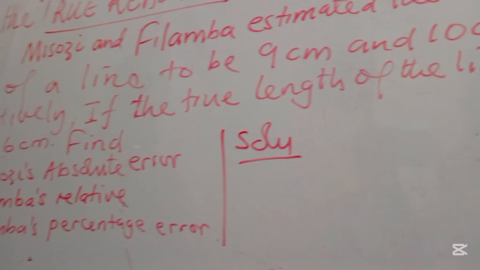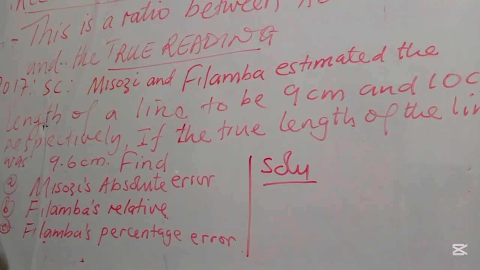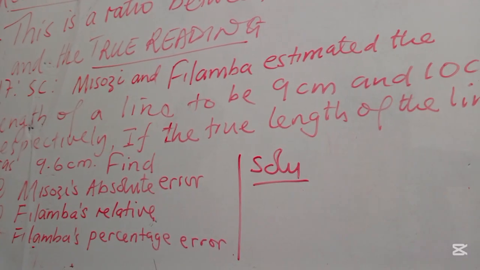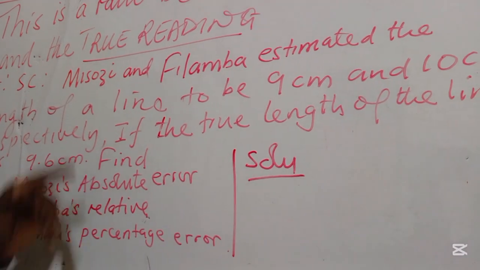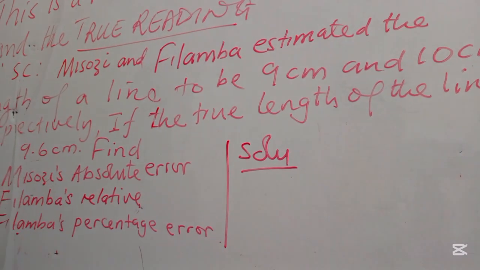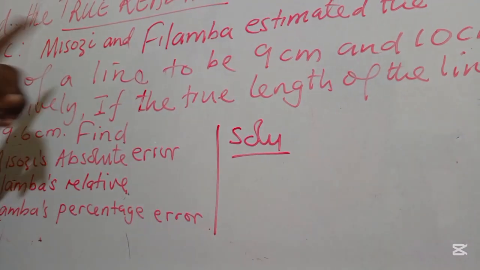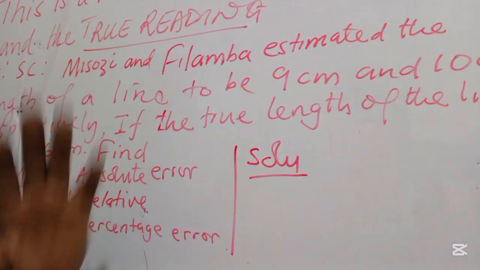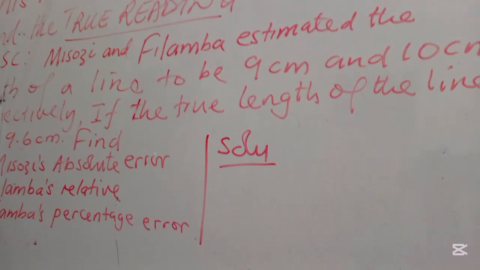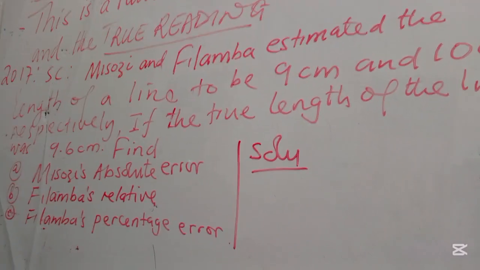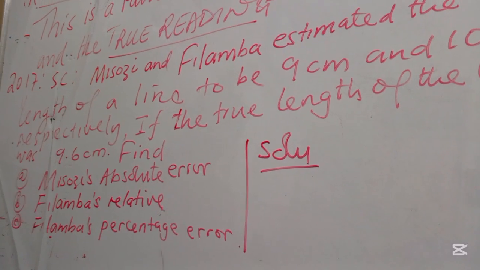There are two people. It says Misozi and Philamber estimated the length of a line to be 9 centimeters and 10 centimeters respectively. Fellow viewers, when they say respectively, the first name mentioned was Misozi, so Misozi thought it was 9 centimeters, while Philamber thought it was 10 centimeters. That's what respectively means. Now, if the true length of the line was 9.6 centimeters, find Misozi's absolute error.